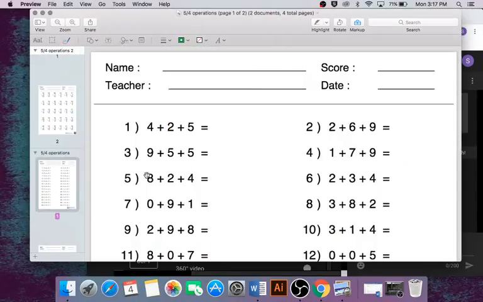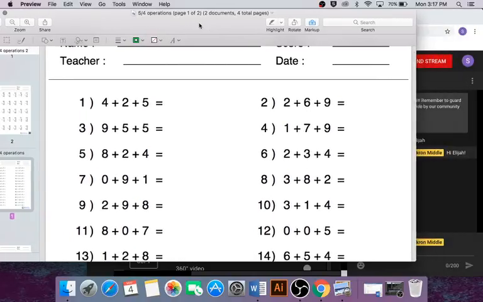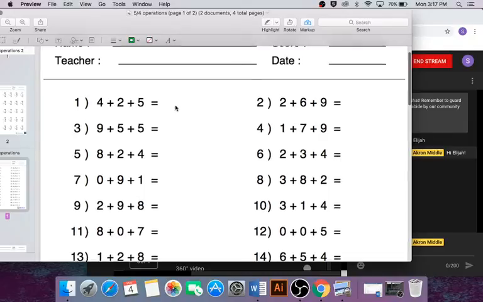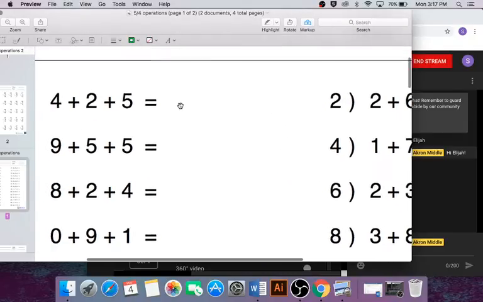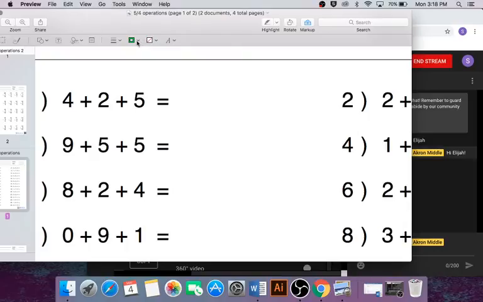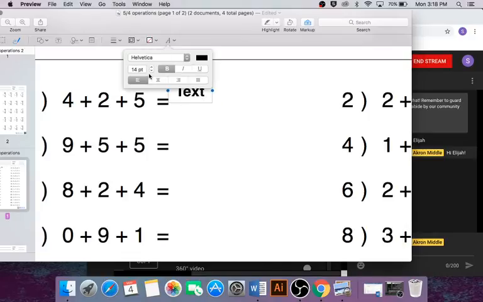We have a little bit of time left, so I want to come down here and work on adding 3-digit numbers. So right here for number 1, we have 4 plus 2 plus 5. So we start with 4.